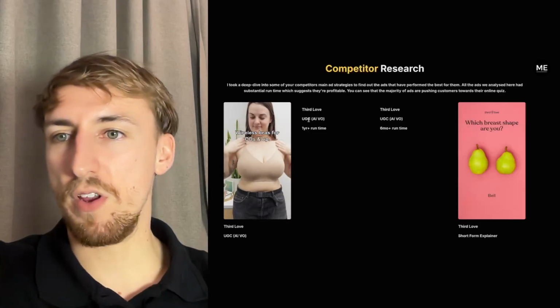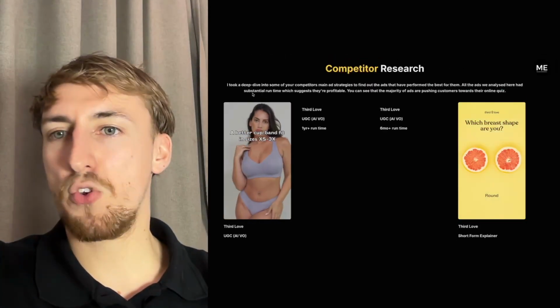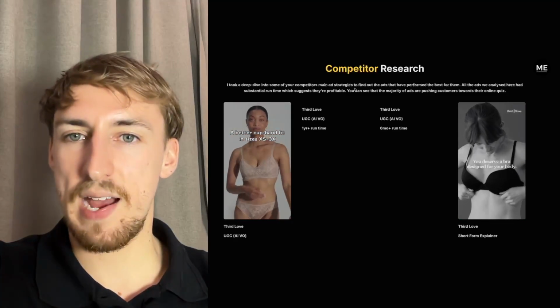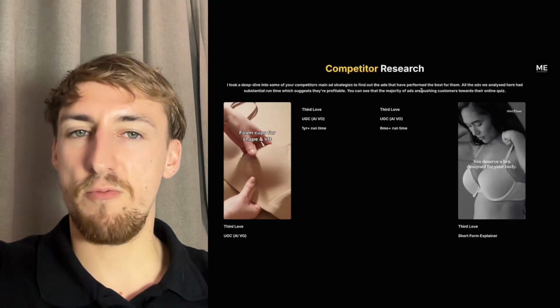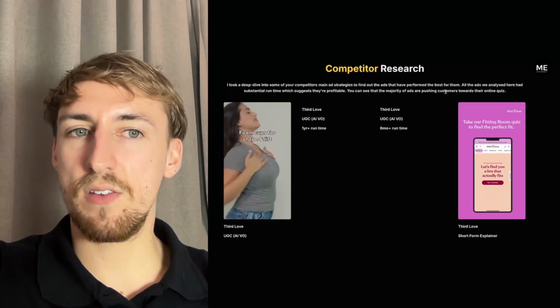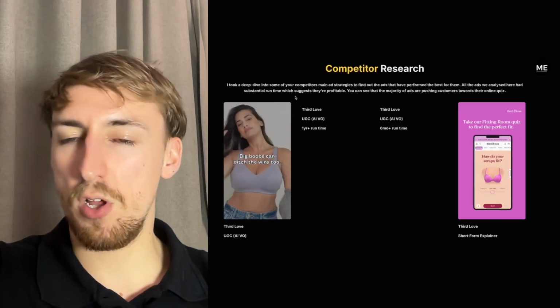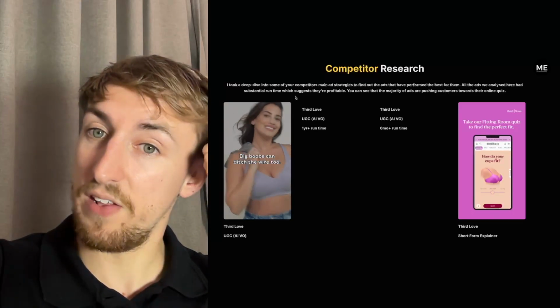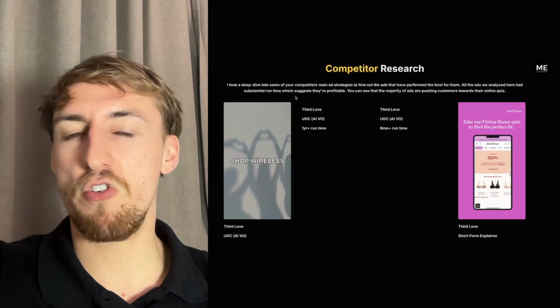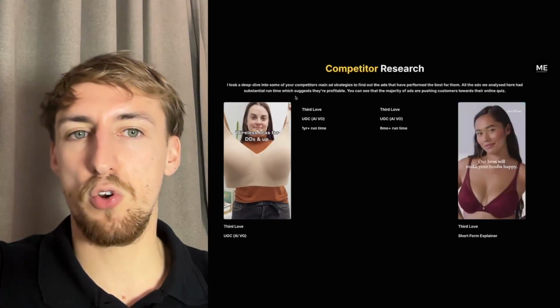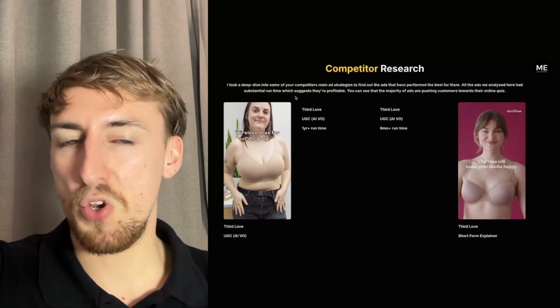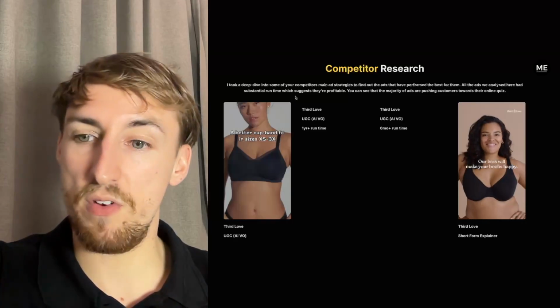Now, competitive research. These aren't loading very well, but I took a deep dive into some of your competitors' main ad strategies to find out the ads that have performed the best for them. All the ads that were analysed had substantial runtime, which suggests that they're profitable, or at least they did well for them. And you can see that the majority of ads that performed are pushing customers towards their online quiz, which I didn't see Harper World doing, so I would definitely recommend that.